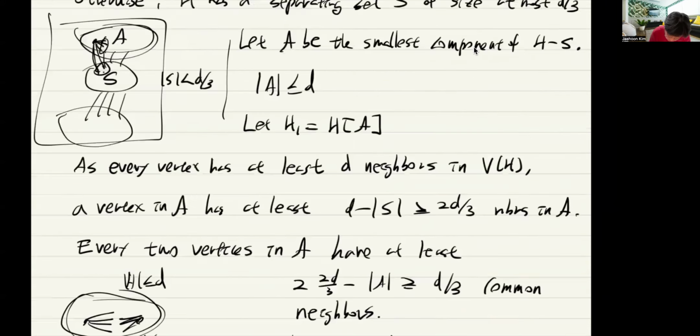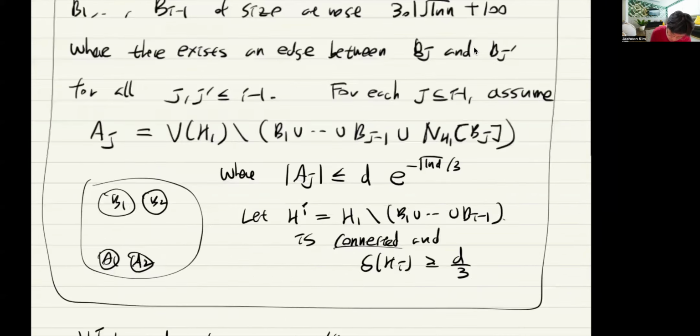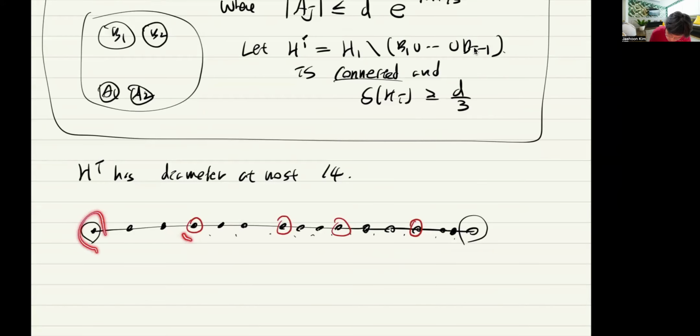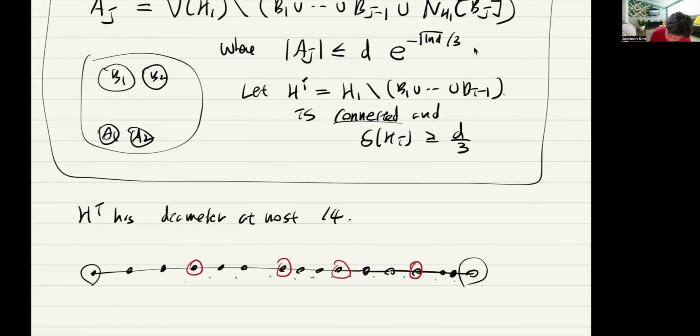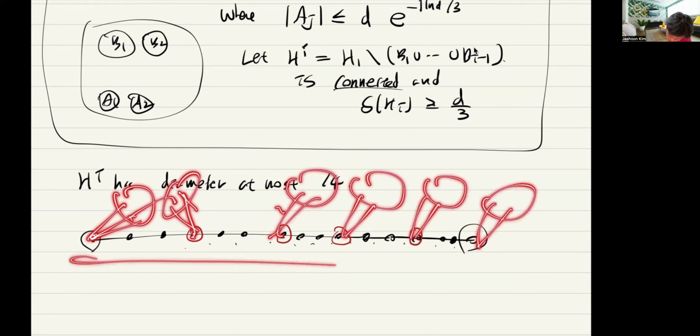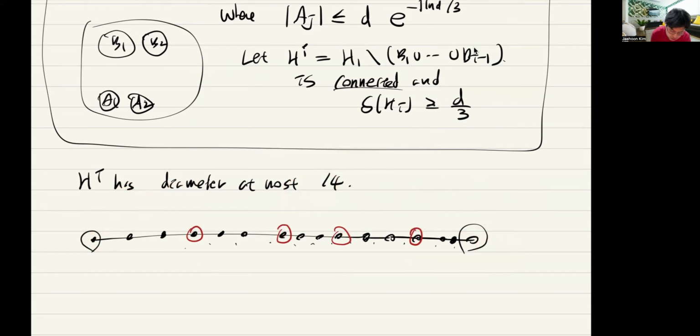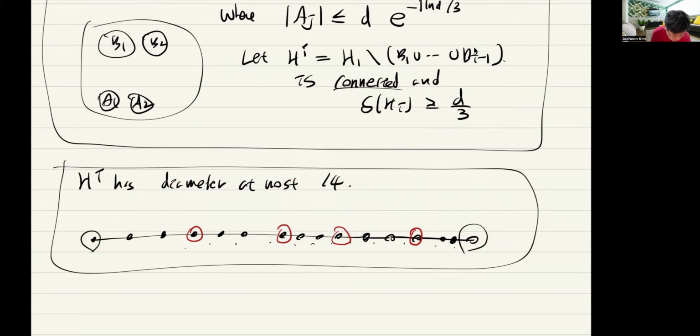It seems that I forgot to say one thing, that this H1 has at most 2D vertices. So 1, 2, 3, 4, 5, 6 vertices. And you consider its neighborhood. And this neighborhood and this neighborhood are disjoint. The neighborhoods of these vertices are all disjoint because this is the shortest path. But all of them have size at least D over 3. And in total, you have more than 2D vertices, which is a contradiction. So this has diameter at most 14.